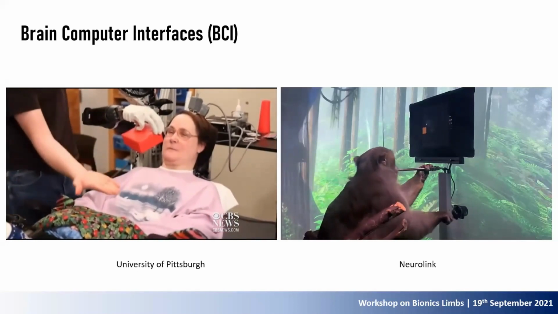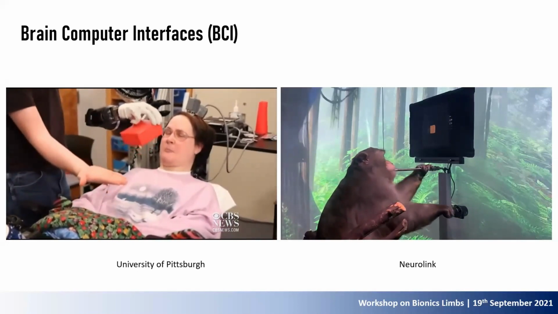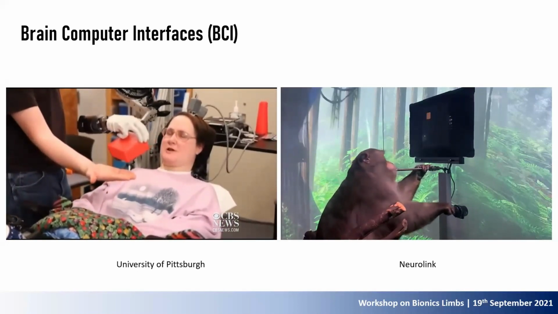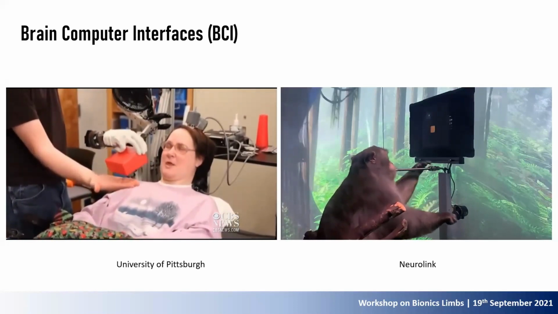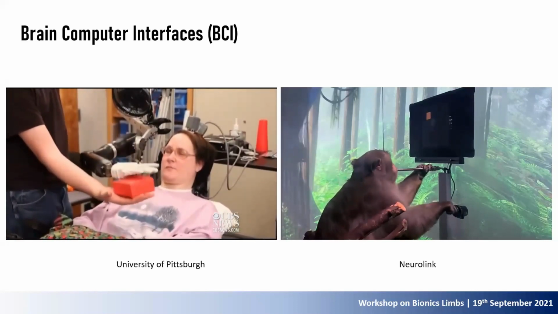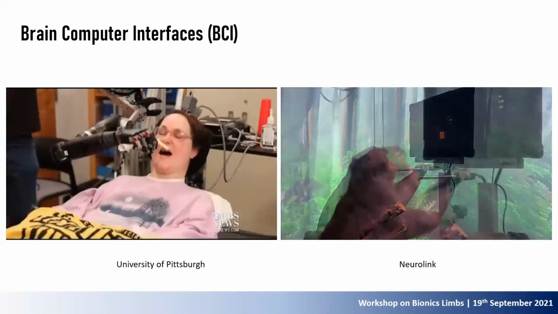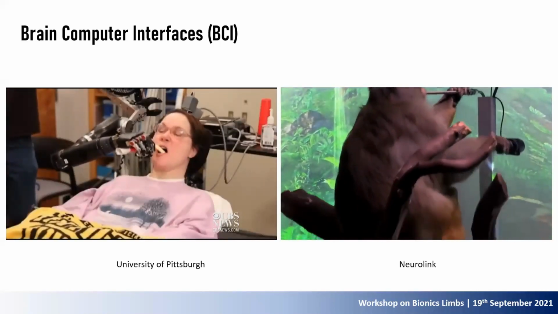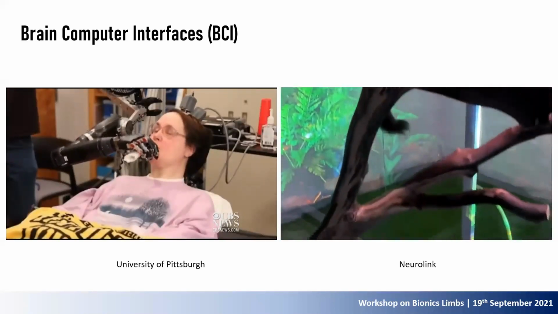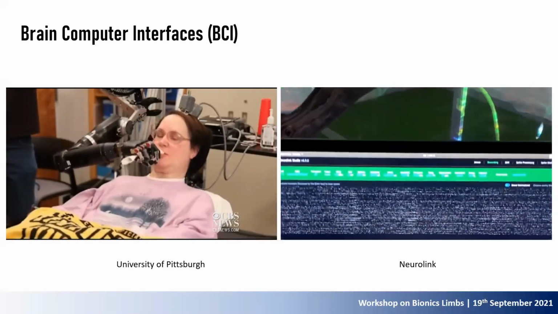First, we calibrate the decoder by recording neural activity as Pager uses the joystick to move a cursor to targets presented on the monkey's screen. As he's playing this game, we're wirelessly streaming in real time the firing rates from thousands of neurons to the computer.